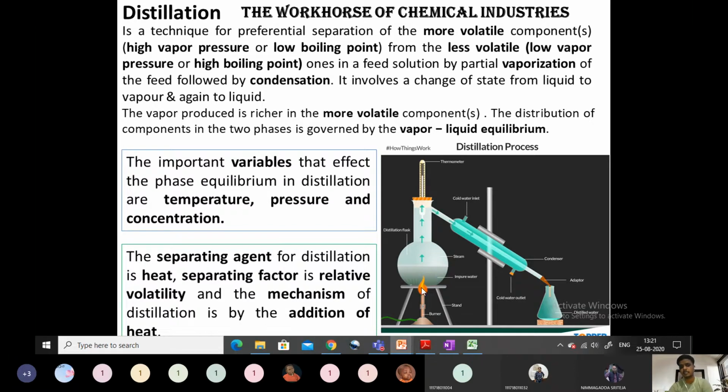Then the mechanism in distillation is nothing but addition of heat. So in distillation, addition of heat is the mechanism.